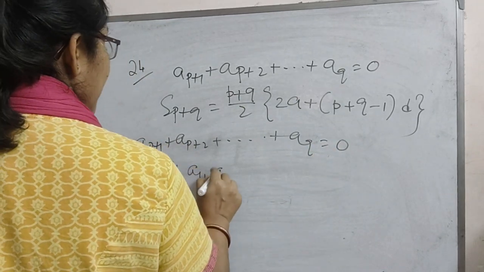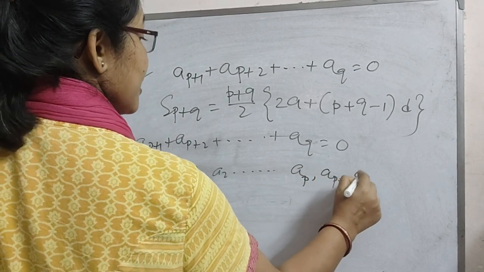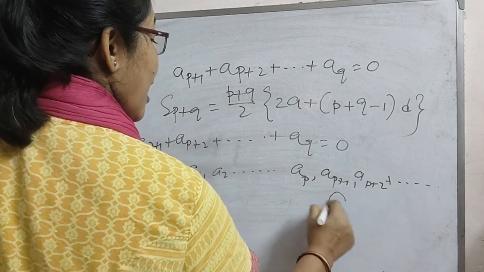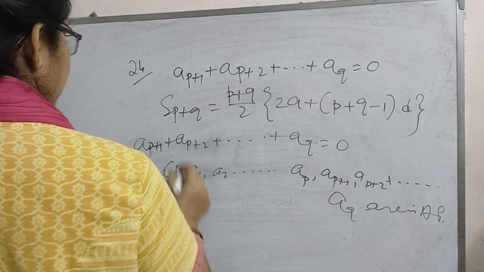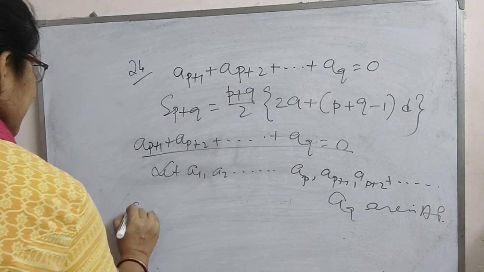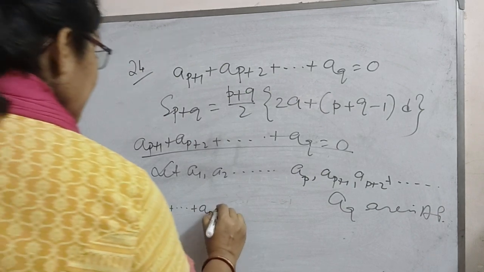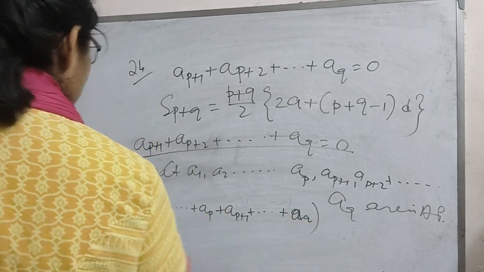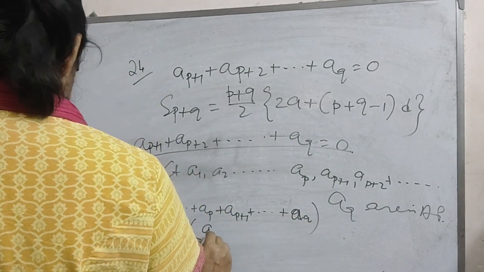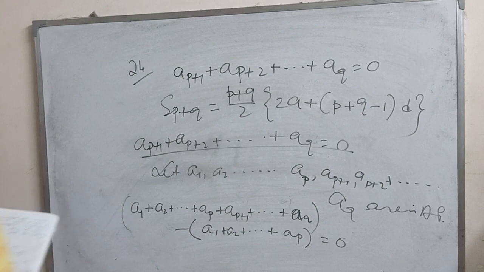Let A(P plus 1), A(P plus 2), up to AQ be in AP. So this can be written in this way: (A1 plus A2 plus up to AP plus A(P plus 1) plus up to AQ) minus (A1 plus A2 plus up to AP) equals 0.